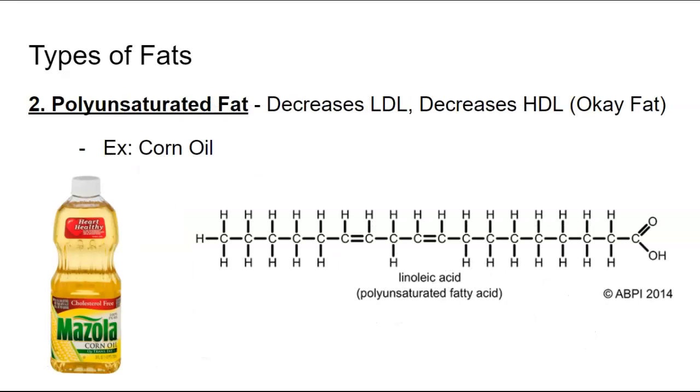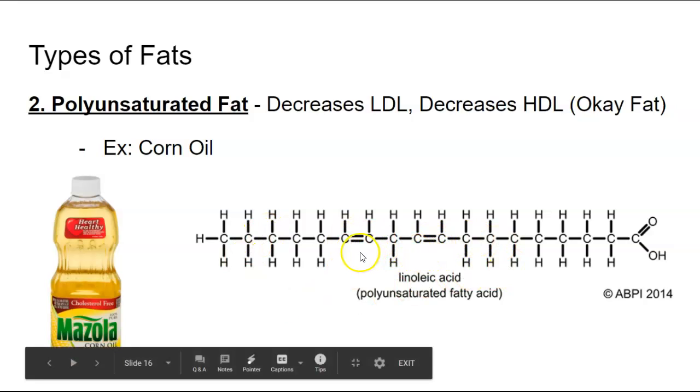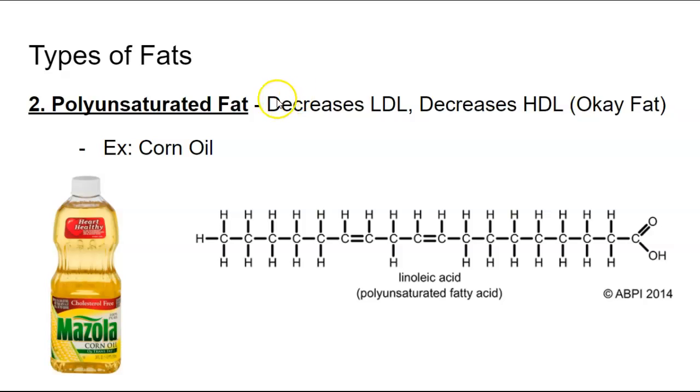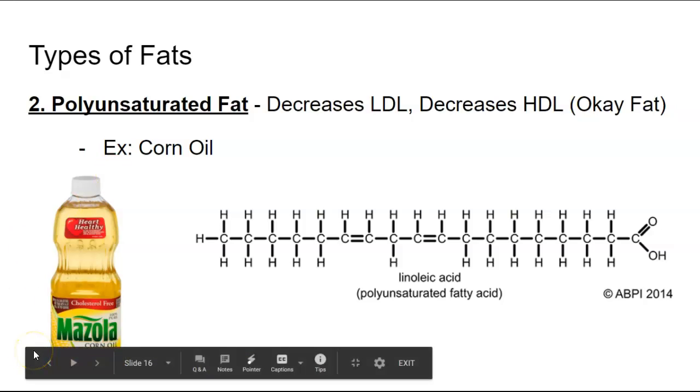Let's talk about an okay fat, polyunsaturated fat. Poly, like polysaccharide, means many. So there are many spots here where we don't have all of our H's, like here and here. This is an okay fat because it decreases the bad guys, but it also decreases the good guys. So it's okay. An example of this would be corn oil. Corn oil is used in a lot of processed foods. It's used sometimes to fry foods as well. So this is an okay fat.